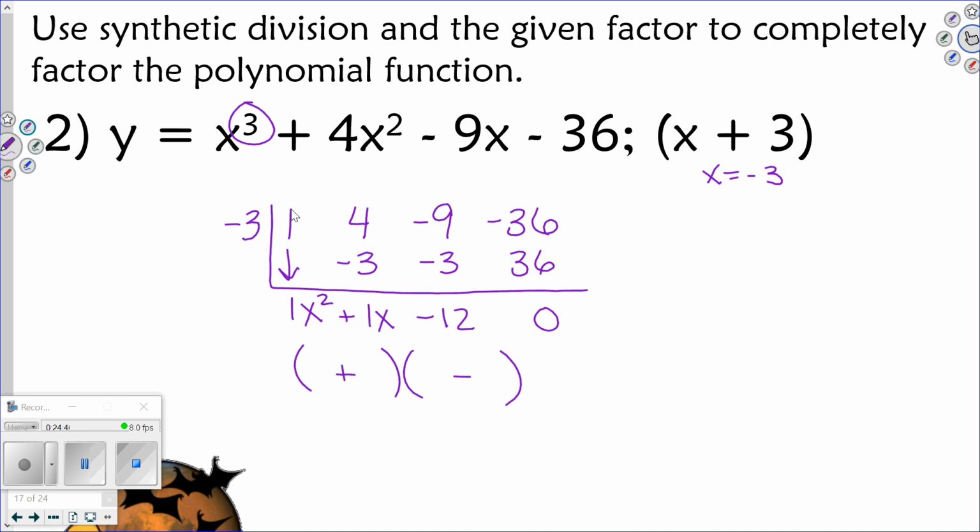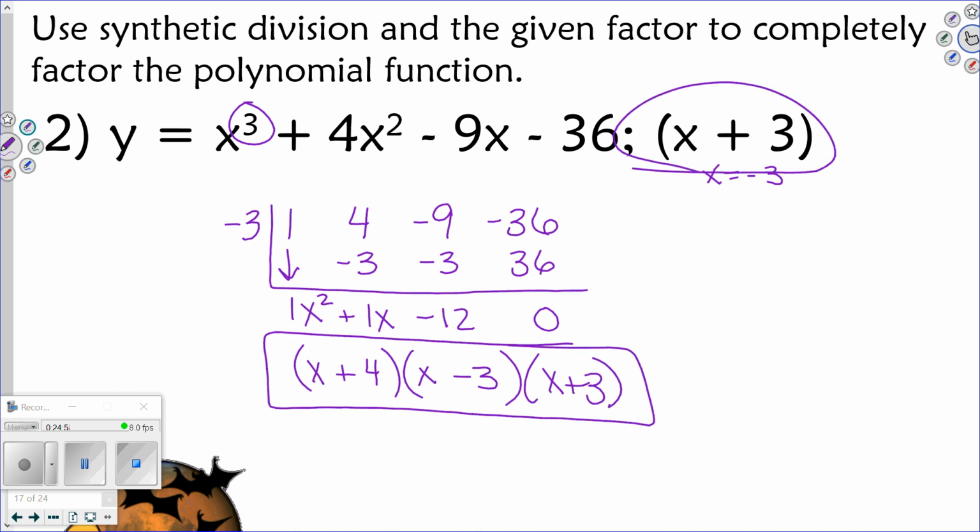Is this the same problem as before? Good. x and x, it's going to be a +4 this time and a -3. There should be 3 factors. x plus 3. Don't forget that given one as part of it.